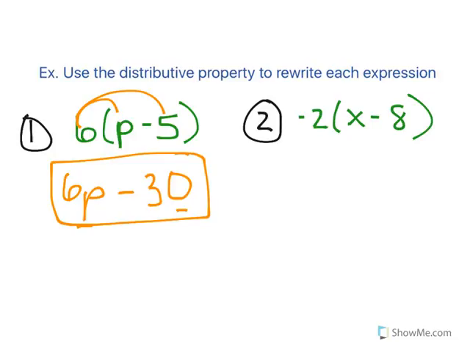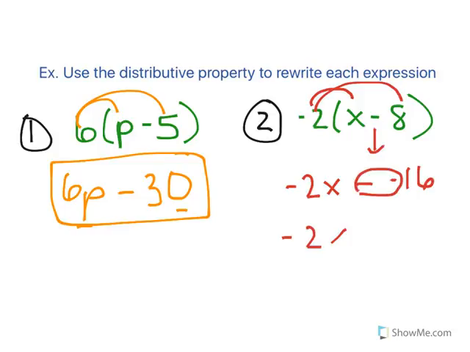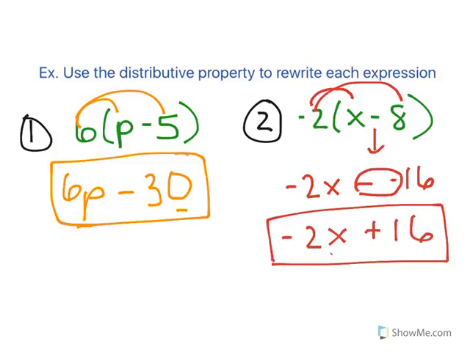Same thing with this example. We're going to do negative 2 times x, so I'm going to put negative 2x. I'm going to bring down that minus sign, and then negative 2 times 8 is going to be negative 16. Then when we have two minuses next to each other, it can turn into an addition sign, so we can say negative 2x plus positive 16. And that can be the final answer. Again, this has an x, this does not, so we have to leave them separate.